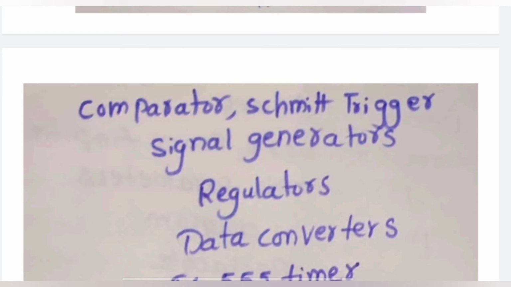Then we will see phase locked loops. What is the block diagram of phase locked loops? What are the different things involved in phase locked loops? And then we will see what is meant by free running frequency, what is meant by capture range, what is meant by lock-in range, what is meant by track-in range. And the first part of this block diagram will be your phase detector.